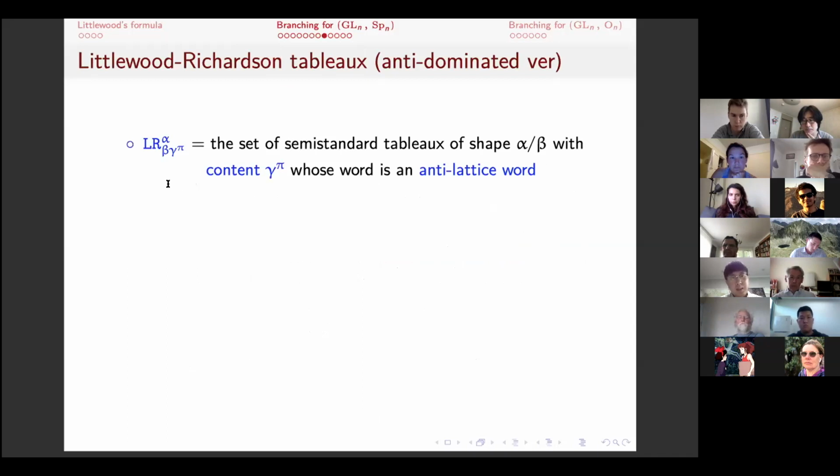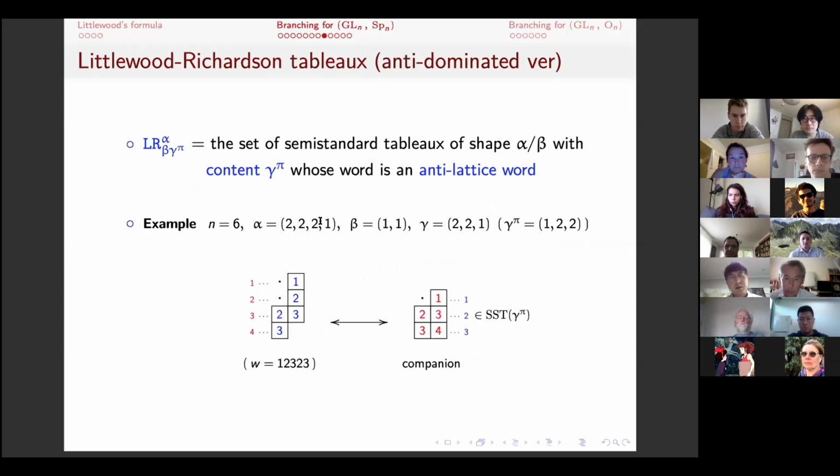Let E(alpha, beta, gamma, pi) be the set of semi-standard tableaux of shape alpha/beta with content gamma, pi, whose word is an anti-lattice word. For example, under this setting, we consider this tableau. This tableau is an error tableau corresponding to these partitions because the shape is obtained from the partition alpha by removing the partition beta, and the content is gamma, pi, that is, the number of letter 1 is 1, the number of letter 2 is 2, and the number of letter 3 is 2. Also, the corresponding word is given by 1, 2, 3, 2, 3. Then this word is an anti-lattice word. That is, in this definition, when we read the word from the right, the number of letter i is always less than or equal to the number of letter i+1.